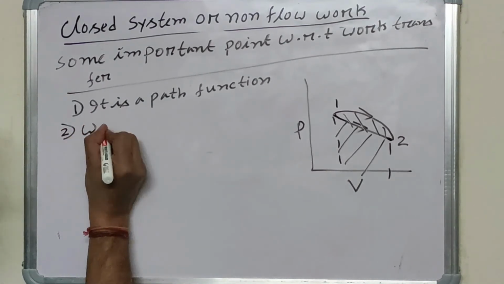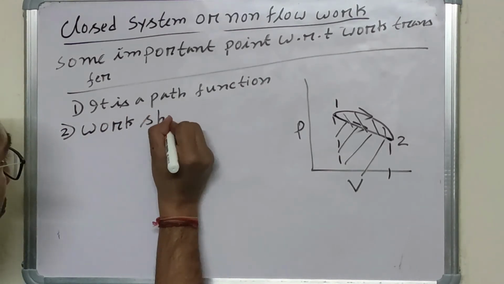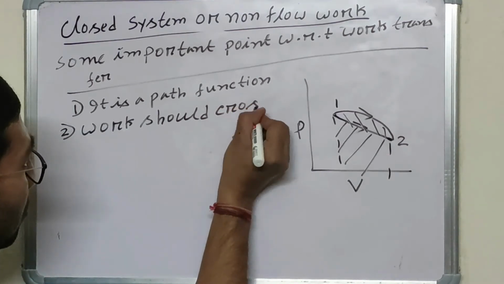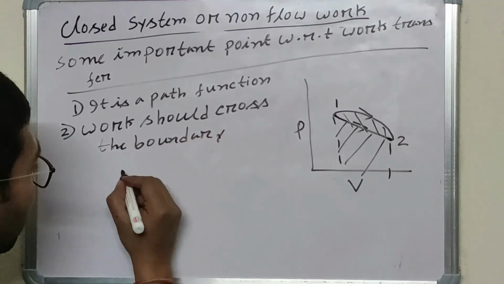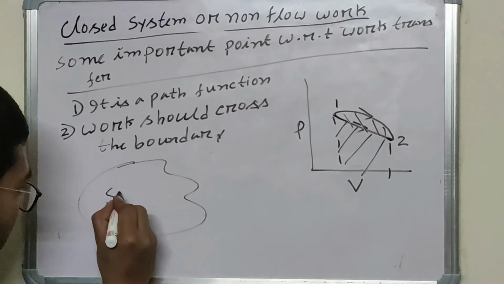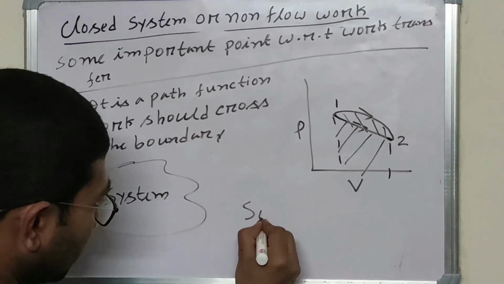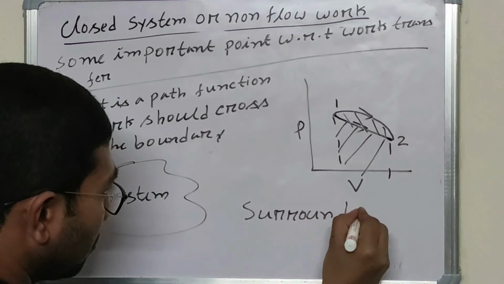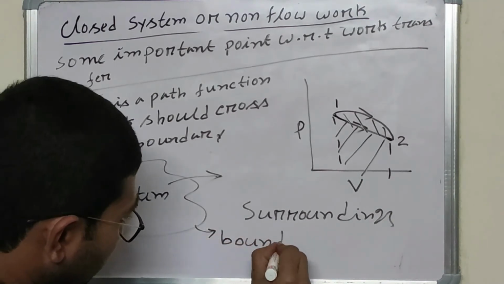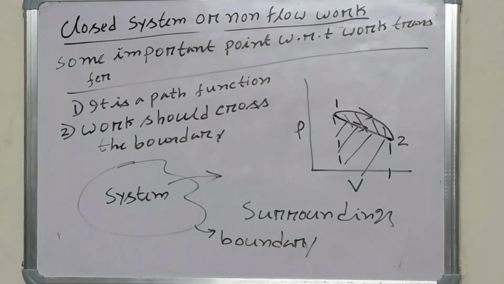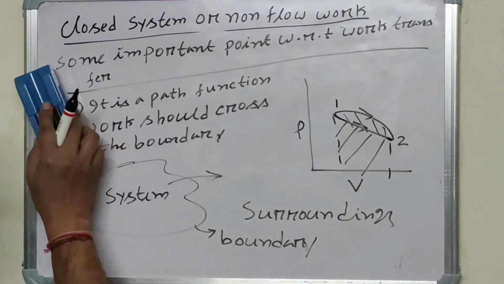Second point, work should cross the boundary. That means if there is a system and there are surroundings, the work transfer will take place only if it crosses the boundary. That is the boundary. Work transfer takes place if it crosses the boundary. These are the important points with respect to work transfer.